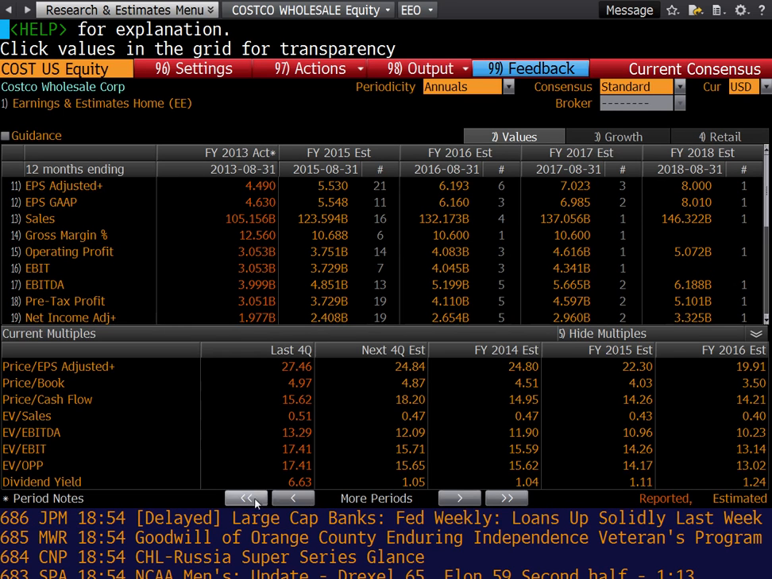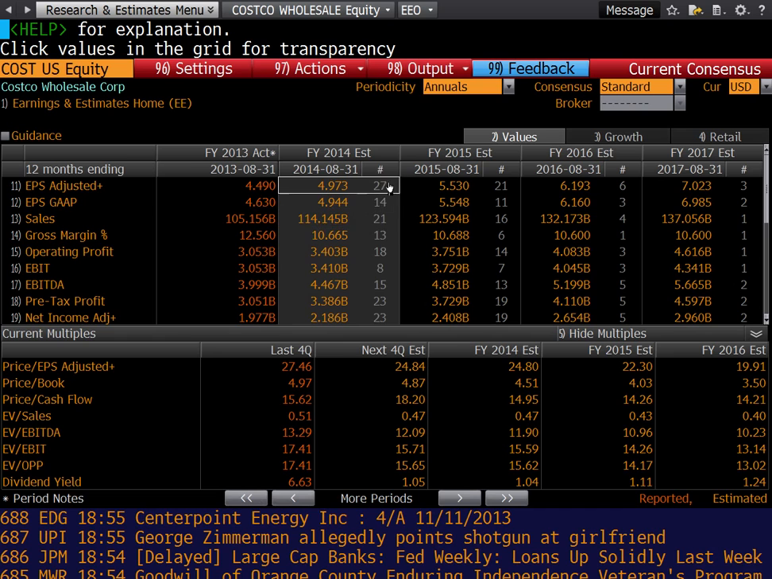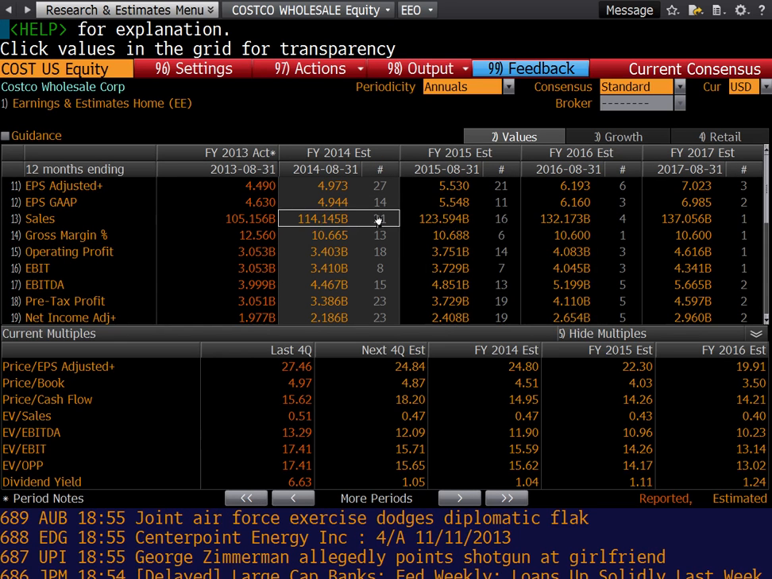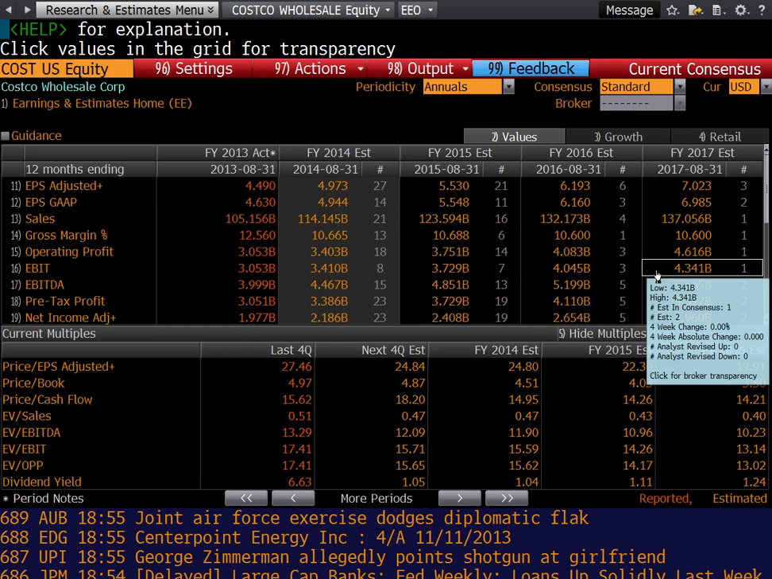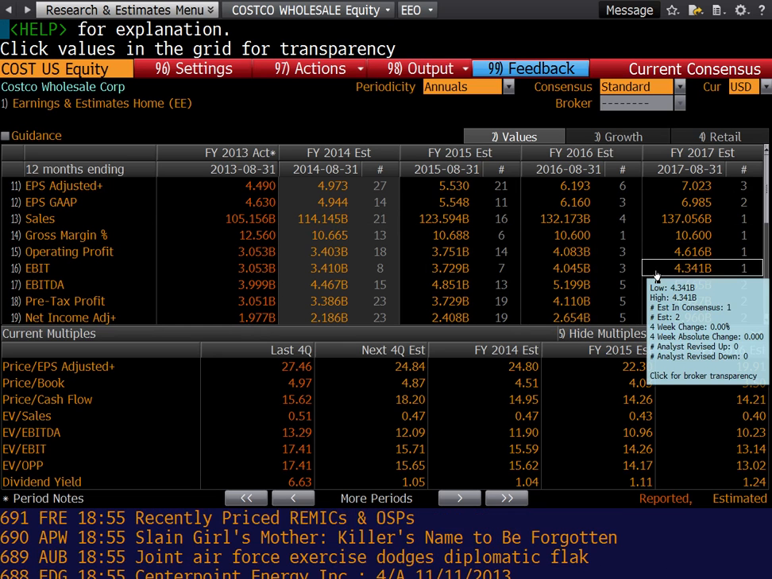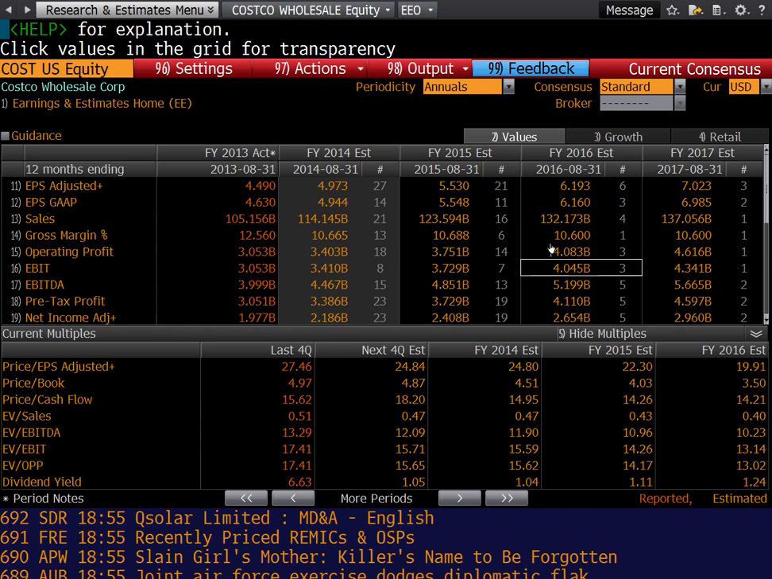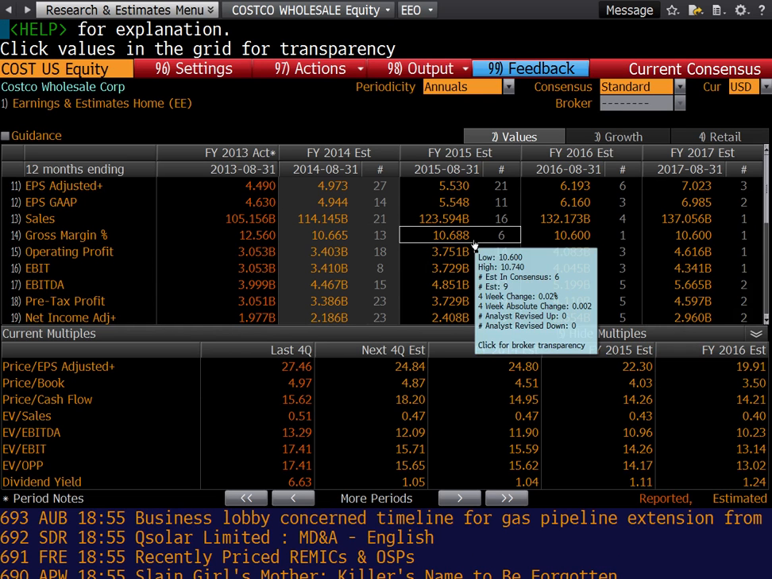But what you'll notice is this number is the number of analysts that are in the consensus estimates. And you'll notice that after the first 2 years, the number of analysts that are forecasting Costco starts to drop dramatically because they don't want to put themselves out there too far. Because again, if they're wrong, they lose their jobs. So the first 2 years are usually the most heavily forecasted. After that, it gets more lightly forecasted.